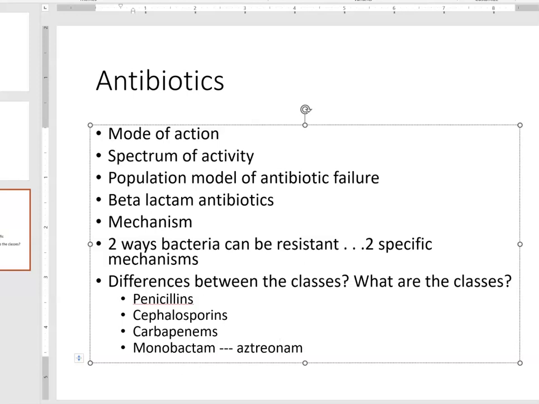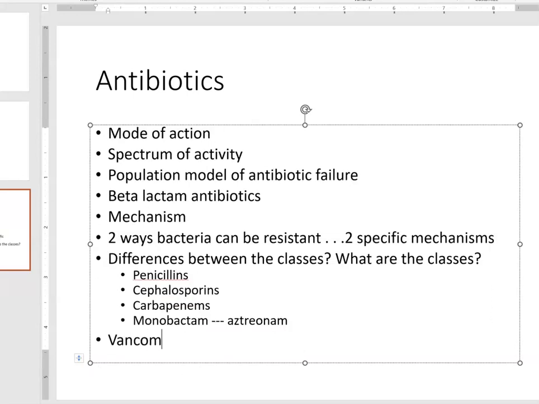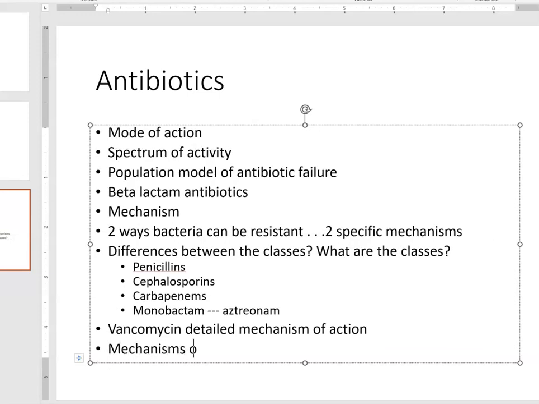What's special about aztreonam? And then the vancomycin detailed mechanism of action. I guess it's just one. How does vancomycin accomplish the same thing a beta-lactam antibiotic accomplishes in a different way? So it's going to block transpeptidation, but it's going to do it in a different way. So how is it going to do that? And how are cells becoming resistant to vancomycin? What does a cell have to do to be resistant to vancomycin?